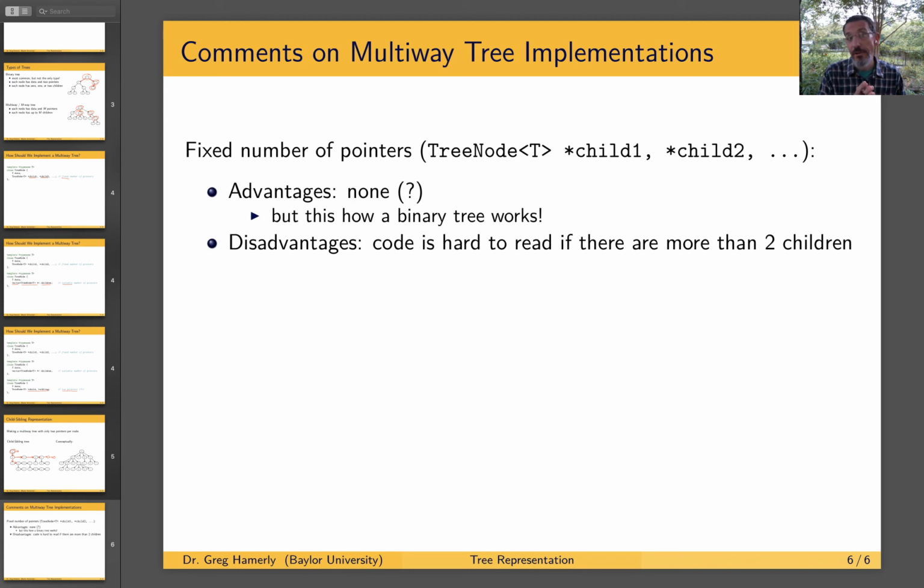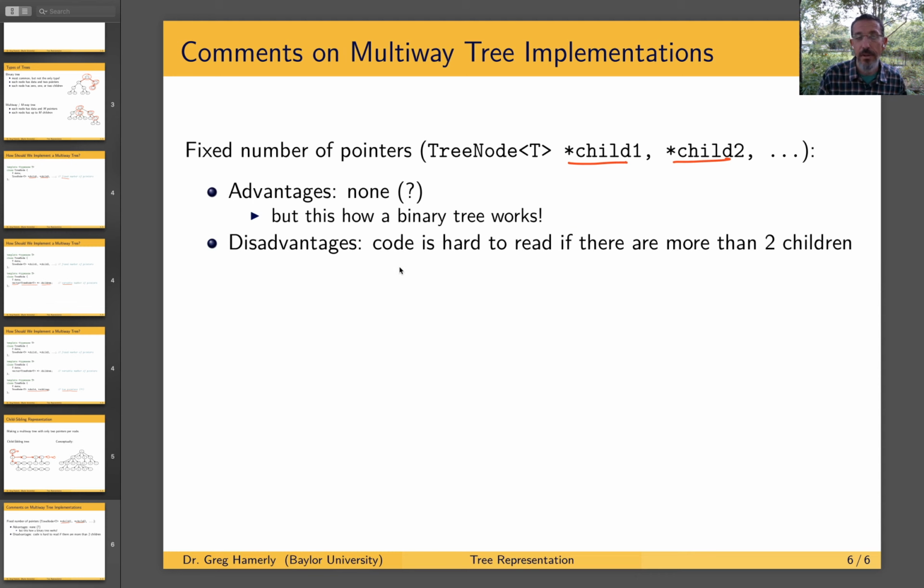So here are some advantages and disadvantages, some comments on these different representations. What about the fixed number of pointers? You know, having child 1, child 2, up to child m. There doesn't seem to be much of an advantage to doing it this way. But this is how a binary tree works. So if you're using it for a binary tree, this is simple, straightforward, and I would do it this way. But for more than 2 children, it doesn't seem to make a whole lot of sense.